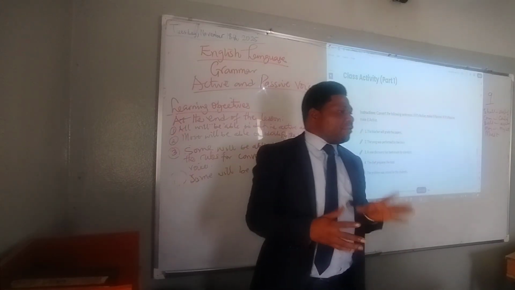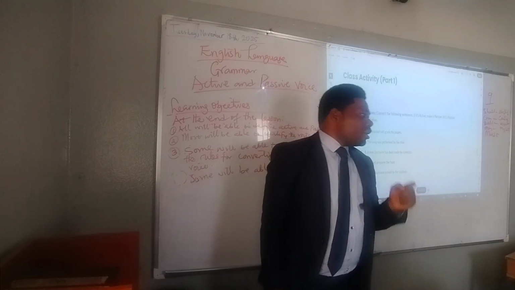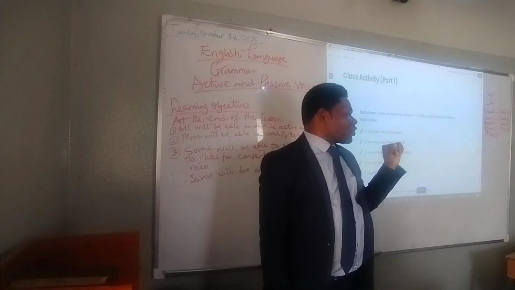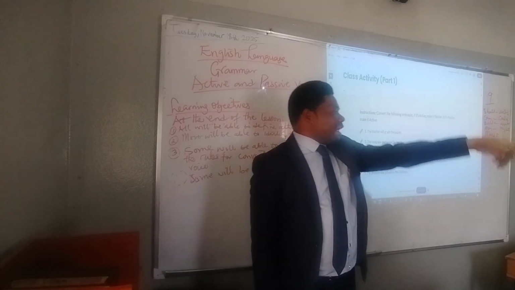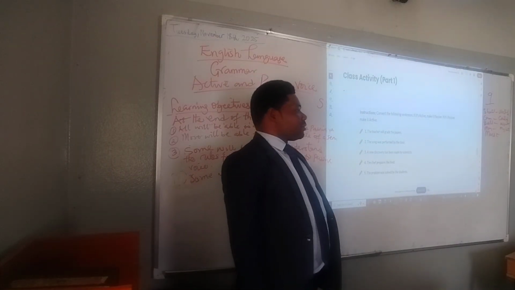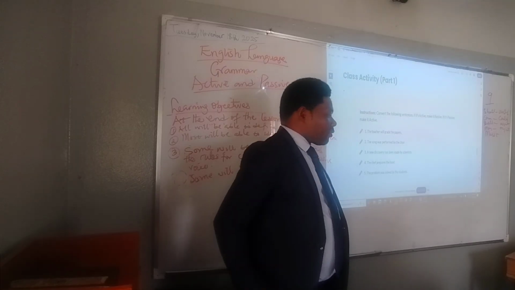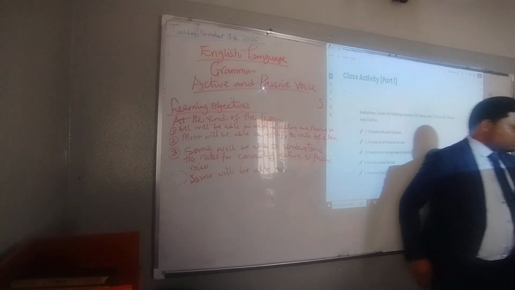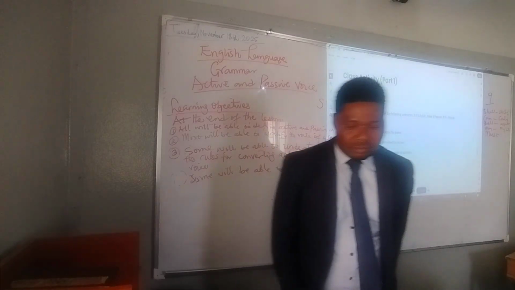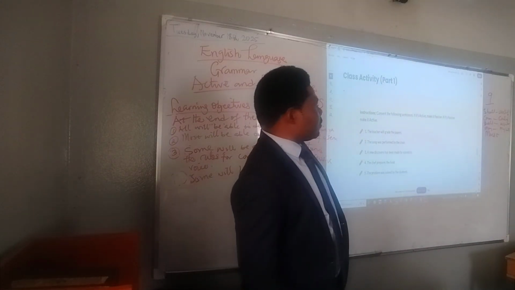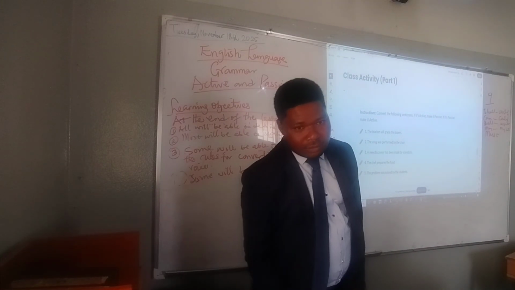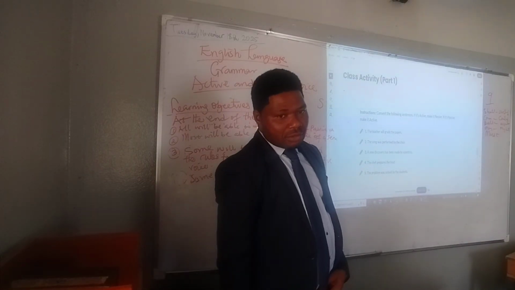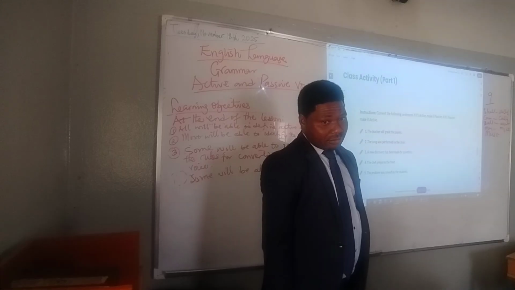Now we're going to review the lesson before I give you homework. To review the lesson, I'd like to call on a student to give us a summary of what we have done so far. So today we learned about active and passive voices. An active voice is where the subject performs the action, and a passive voice is where the subject receives the action.